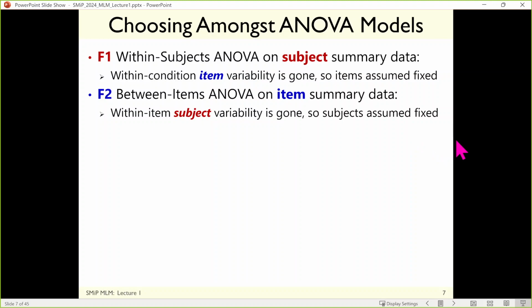So when I heard about this, I was like, this seems sort of weird. Each of these analyses is throwing away information. The F1 collapses across items within the same condition, meaning you are assuming that that variability doesn't matter, is non-existent. You're treating items as fixed, as if they're perfectly determined in terms of A and B and how they make an item different. The other one, the F2, is throwing away all the information about the people.